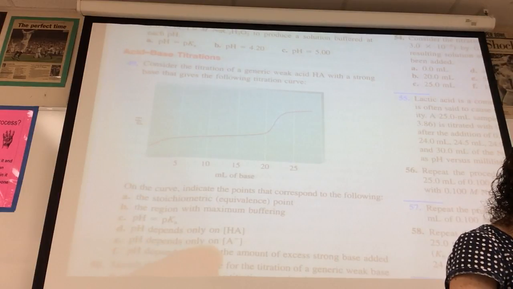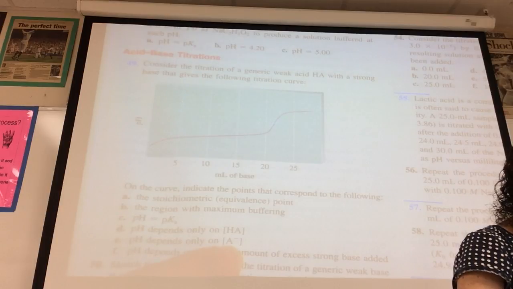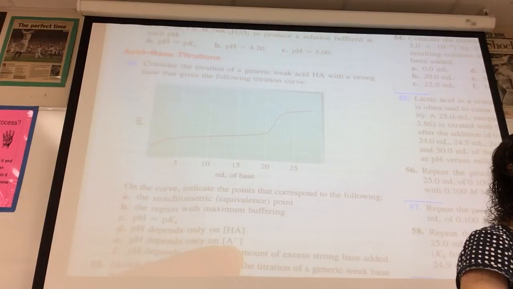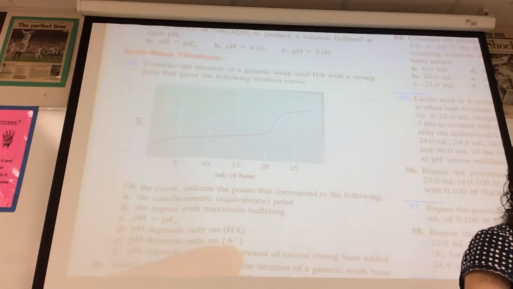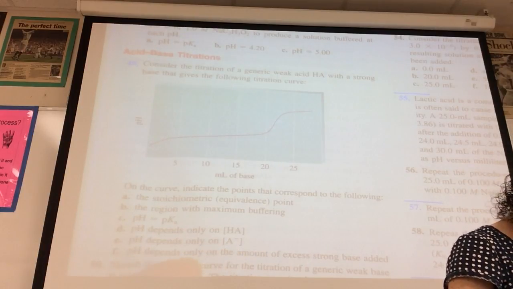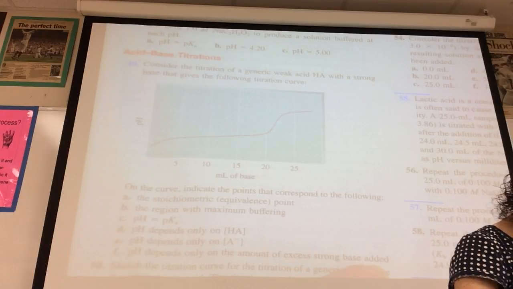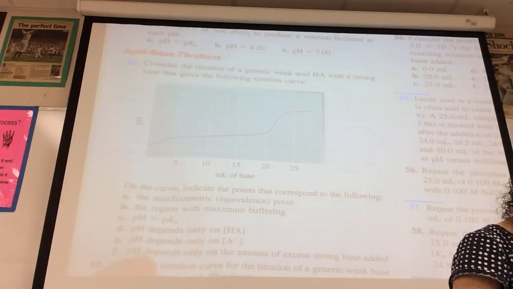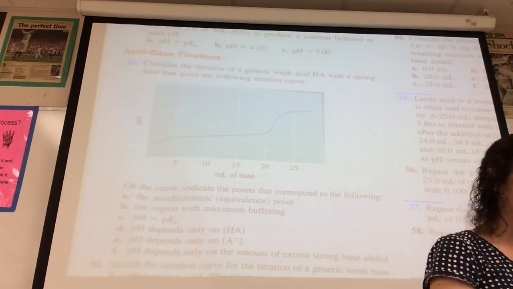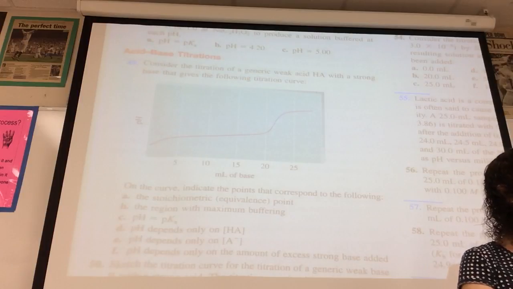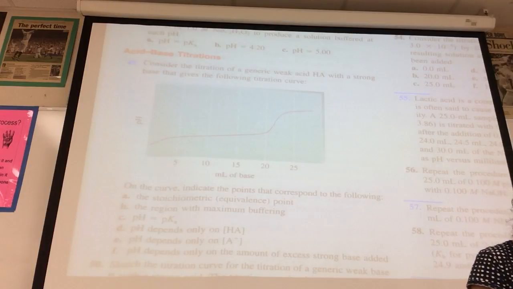pH depends only on the concentration of conjugate base. That is at the equivalence point, right? Because you have neutralized all the weak acid with the strong base. pH depends only on the amount of excess strong base would be after. Good. And that's all we've got there. All right? So you have to be able to recognize the curves and know what happens along the way. And we'll take another look at that.